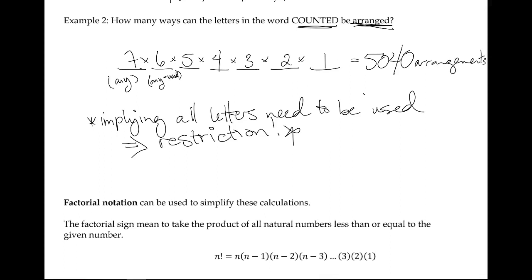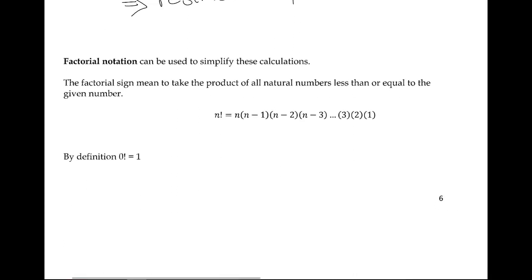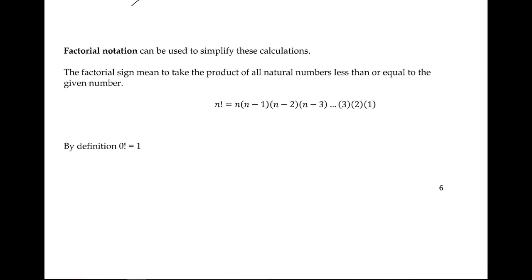Now, I am very grateful for the fundamental counting principle because I would not want to sit and have to write out all 5,040 possible arrangements in order to know that that's how many arrangements I could have. But typing in 7 times 6 times 5 times 4 times 3 times 2 times 1 is tedious and takes time, and in math, we like to be efficient as much as we possibly can. Factorial notation can be used to simplify this calculation.